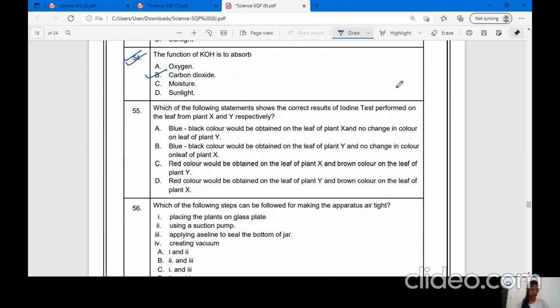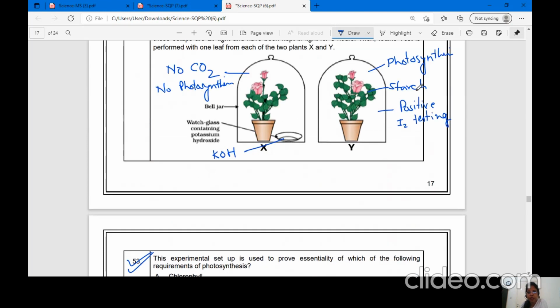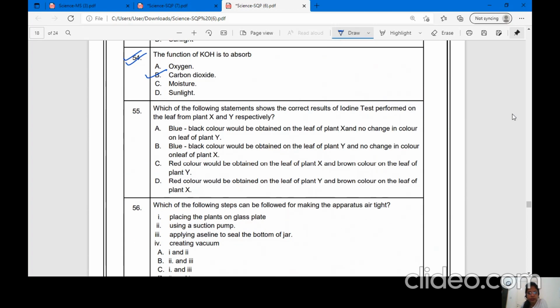Now question number 55. Which of the following statements shows the correct result of iodine test performed on leaf from plant X and Y respectively? Okay, which of the statements shows the correct result? So plant Y will show positive iodine testing. So blue black color would be obtained in the leaf of plant Y and no change in color on the leaf of plant X. So that's the right answer. We are getting the clue because we have done the rough work in the beginning.